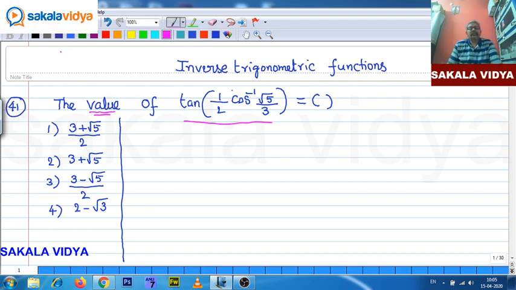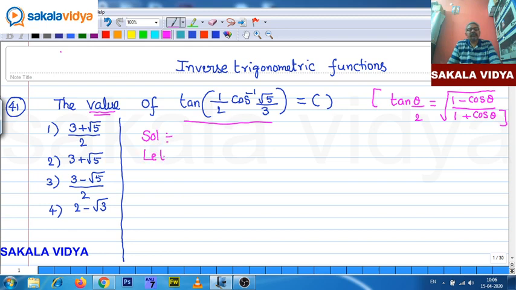So, now let us say cos inverse root 5 by 3 is equal to theta, that is, tan of theta by 2 we need to find out. As we know the cos theta value, we have the formula like this: tan of theta by 2 equals root of 1 minus cos theta upon 1 plus cos theta. This is the plan. So, this formula needs to be applied to solve this question. Now let us proceed for the solution.